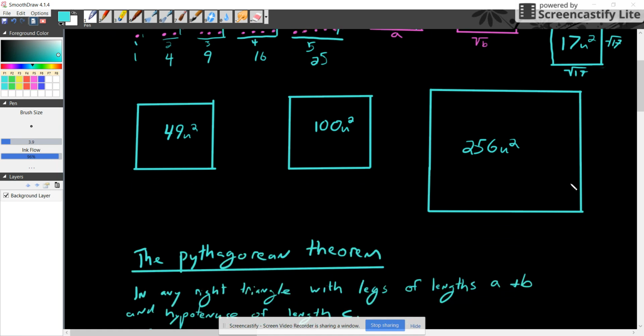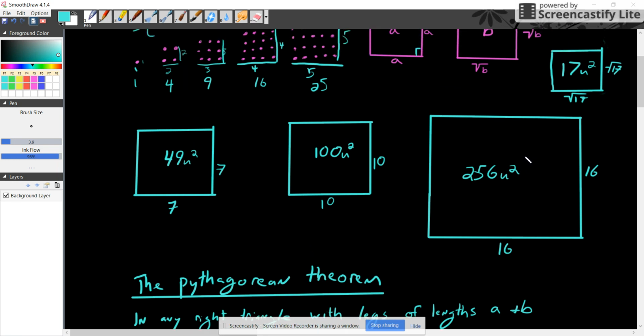Okay, in your head, find the side length of each of these squares. 49 units squared, what's the side length there? Of course, it's 7. 100 units squared, what's the side length here? 10 units. 256, this is a harder one. If you are really into computers, you're going to know this immediately. 256 units squared has a side length of 16. 16 squared.